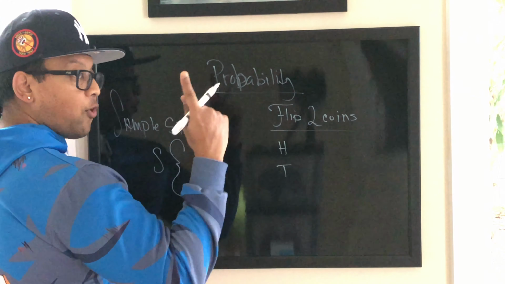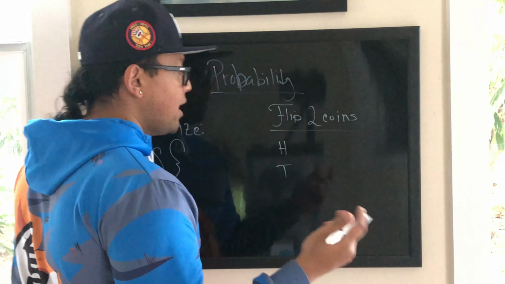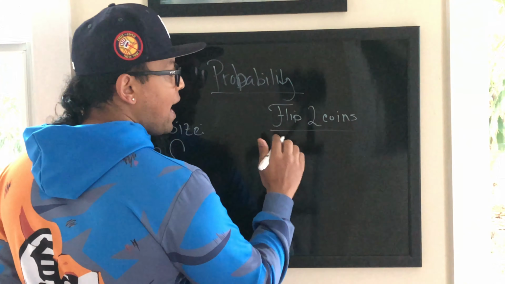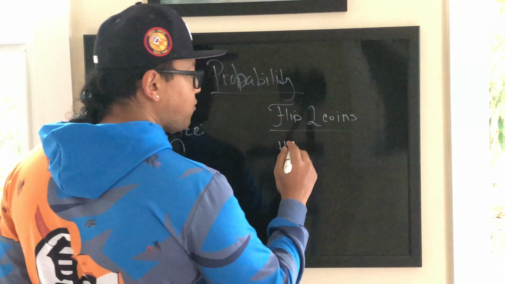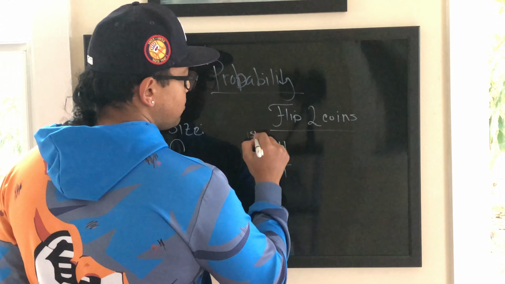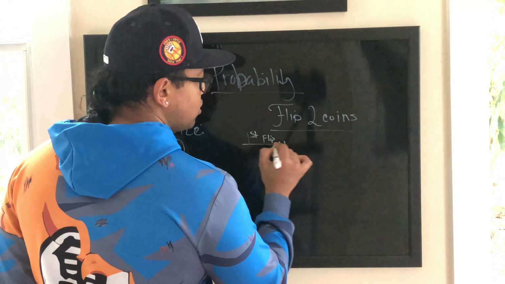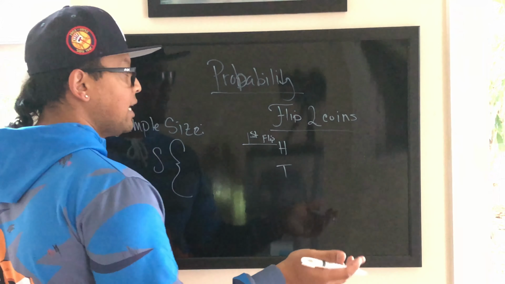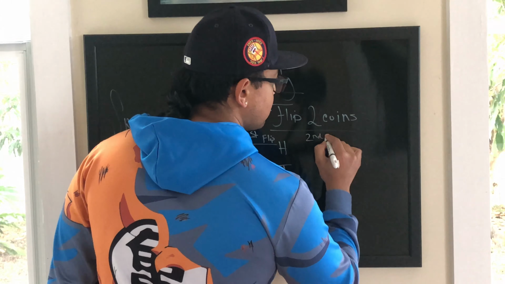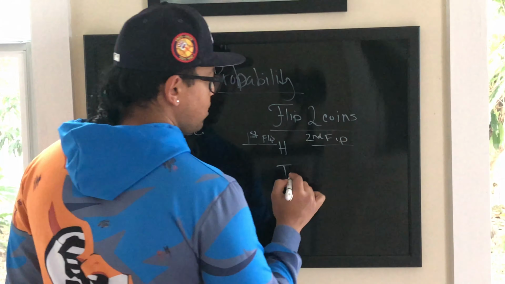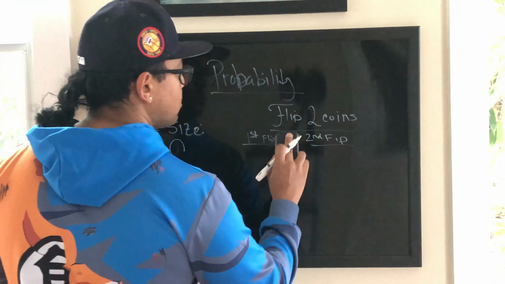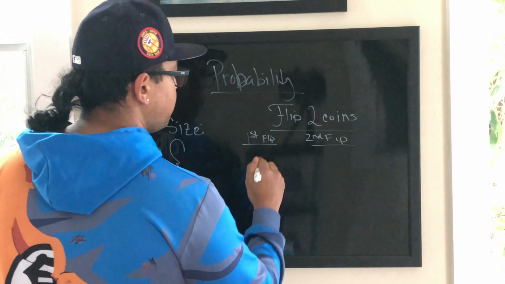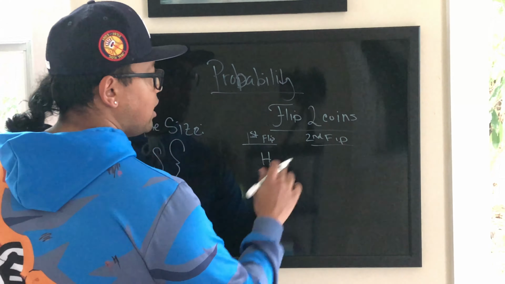Now let's go with something a little more. Let's go with 2 coins. This is the first coin with a sample size of 2. Now this one is going to be a little different. This is your first flip, heads and tails. Now you can have a second flip. Actually, I'm going to redo that better. First flip is here, heads and tails, and now your second flip is here.